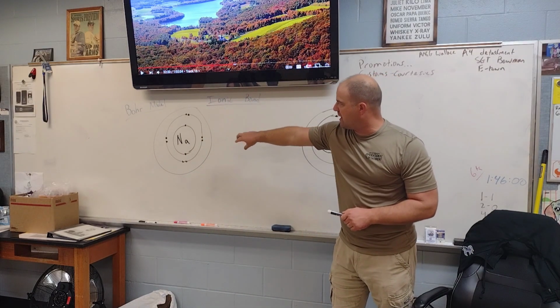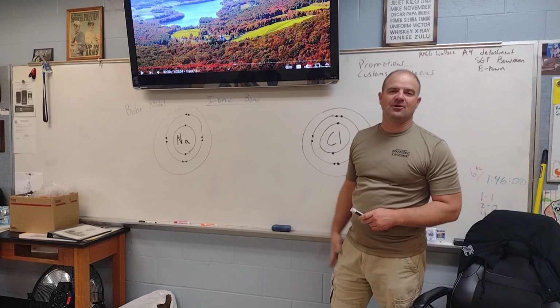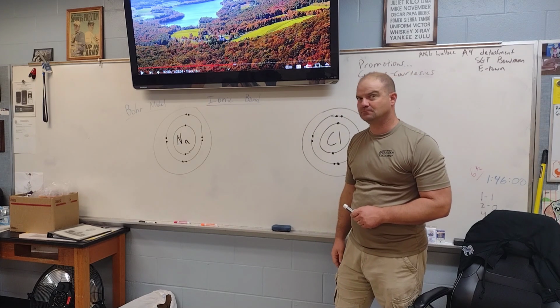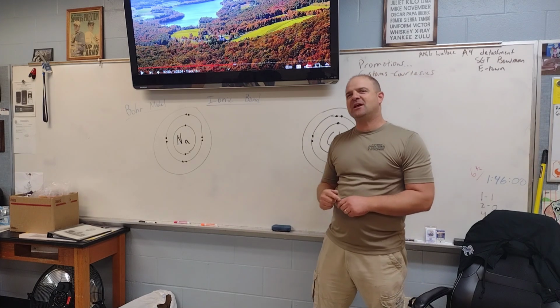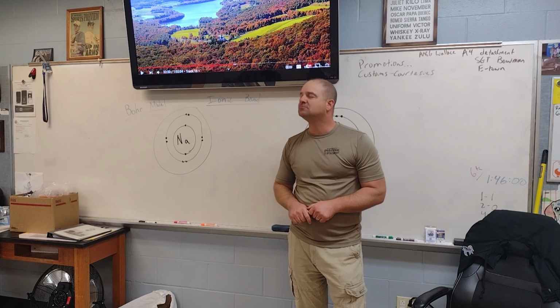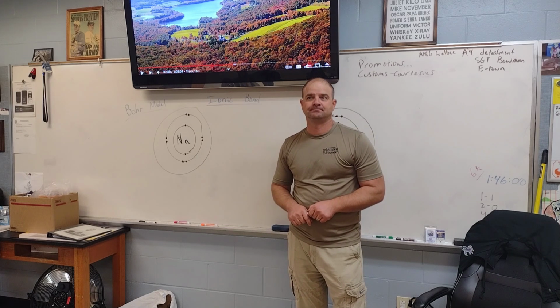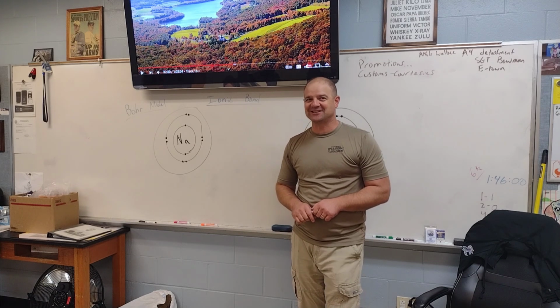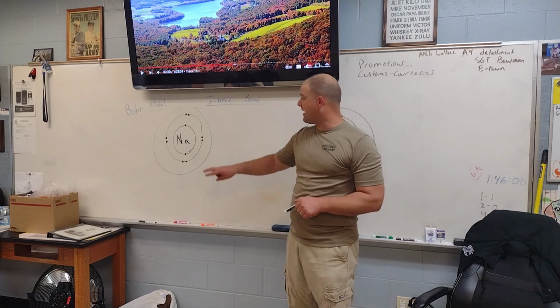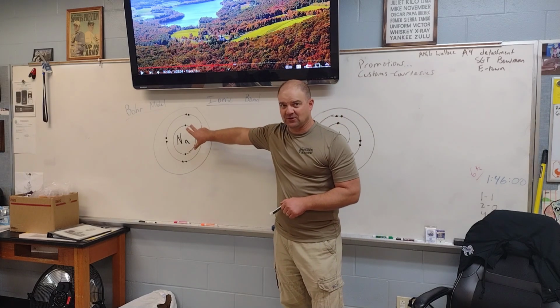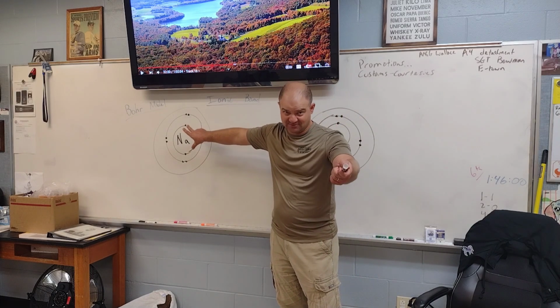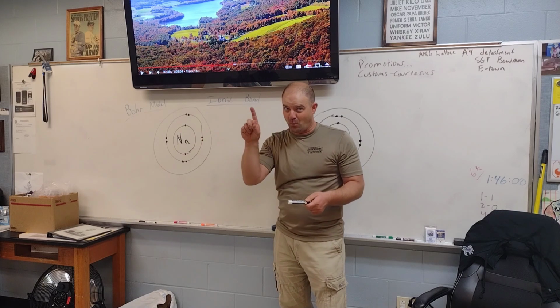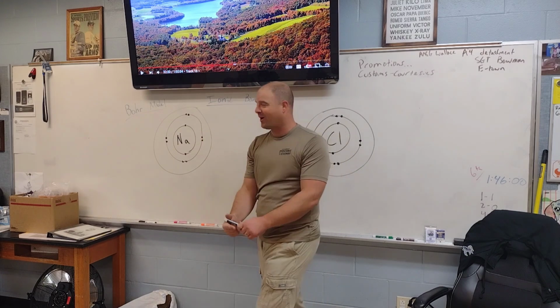Sodium, we've got 2, and then 8. How many should be on the outermost shell? How many electrons does sodium have? Look at your periodic table. Where's sodium? Find sodium. 11. So I've got 2 and 8 makes 10. So I need one more.